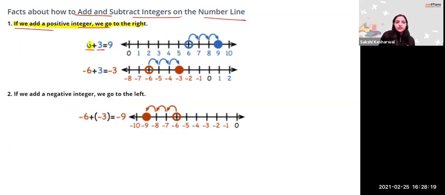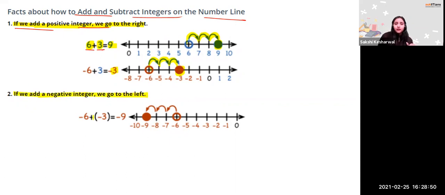So if I say 6 plus 3, then 6 plus 3 is equal to 9. First you will go to 6, and then 3 steps, 1, 2, 3 steps, you reach 9. Now if you are adding a positive integer to -6, first you go to -6, and then you go to the right. 1, 2, 3 steps, you reach what? -3. This is your answer, right? Now, what happens if you add a negative integer? It means what? You have to move left, yes or no?